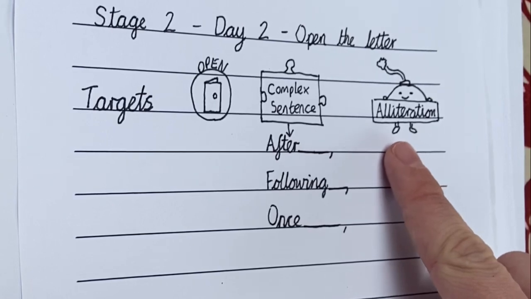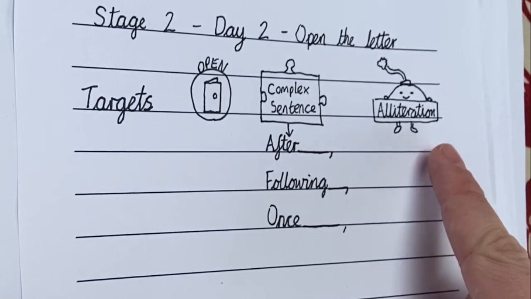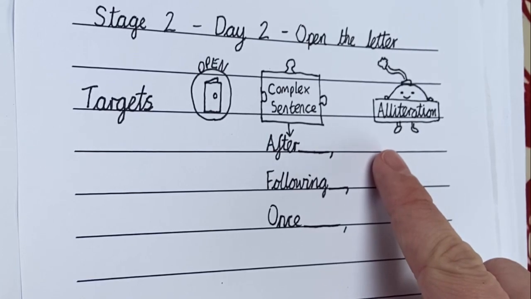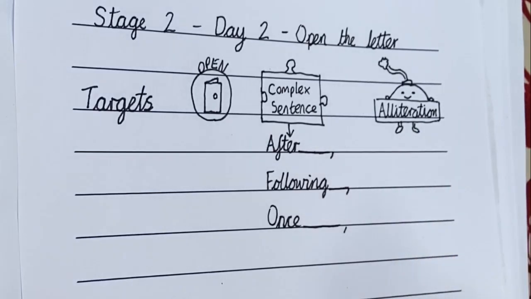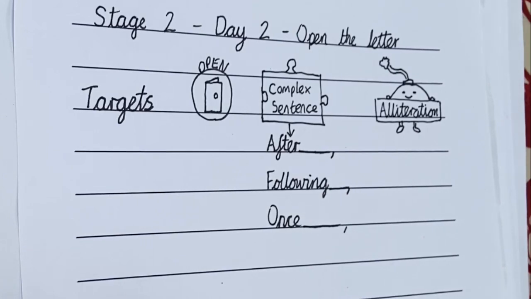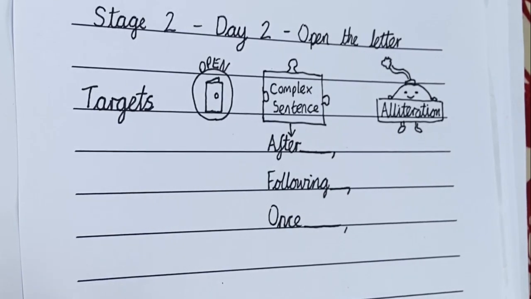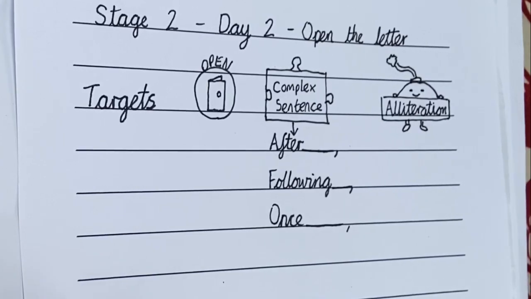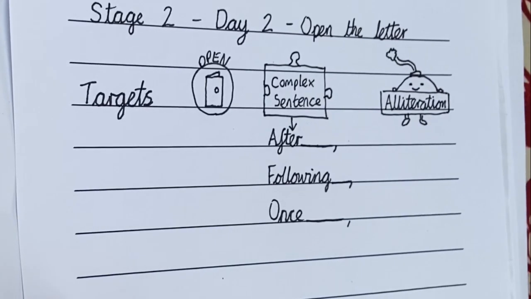And our second target, which will help with the rhythm in our writing, is to use alliteration. So we're going to sneak in some sounds that repeat themselves from one word to the next. We're just going to do this subtly, not over the top. It's not a poem, we're writing a letter. So we're just going to do this in a very subtle way, just to add a little bit of rhythm to our writing.